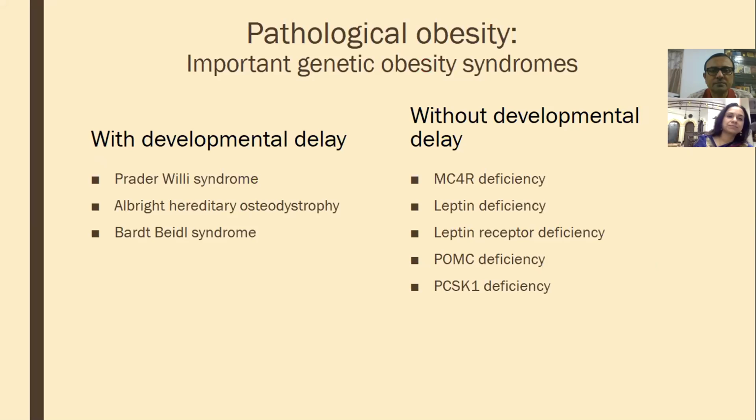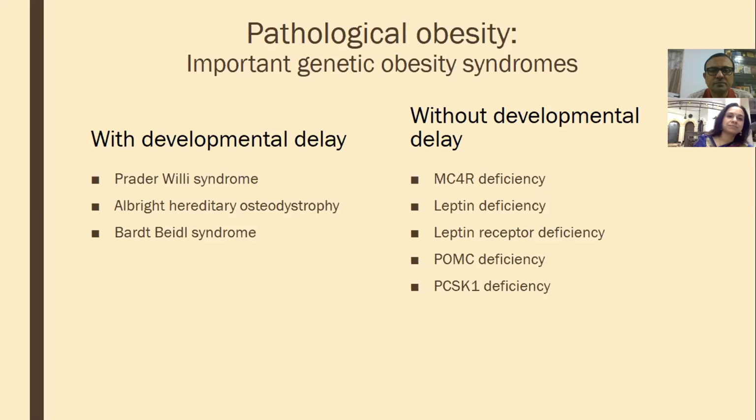Moving from simple obesity to pathological obesity, there are some important genetic syndromes. The ones with associated developmental delay. So most important is Prader-Willi. The others which fall in this category are Albright hereditary osteodystrophy and Bardet-Biedl syndrome. There are more, but these are the important ones. Then there are certain monogenic causes of obesity which usually present without developmental delay. And these include the MC4R deficiency, leptin receptor, POMC deficiency, etc.